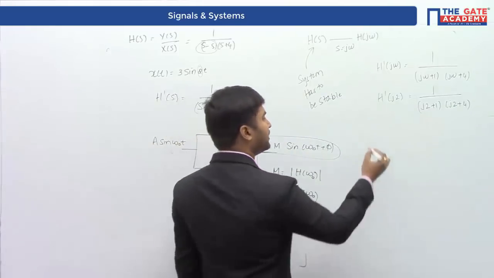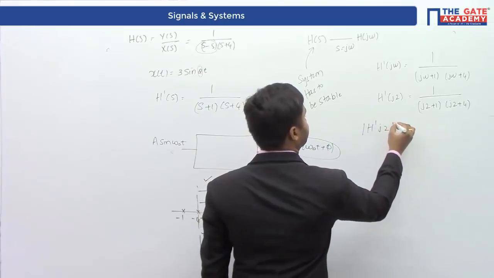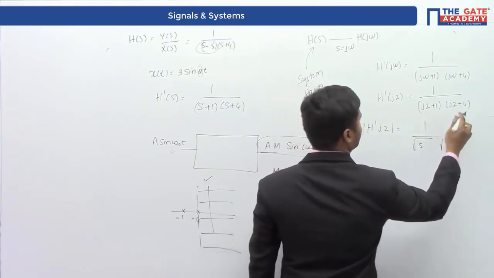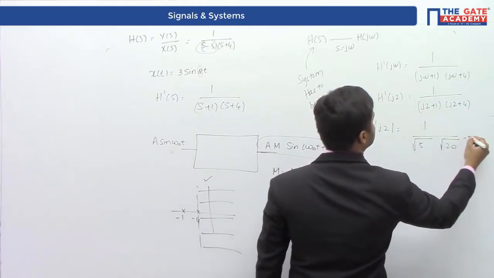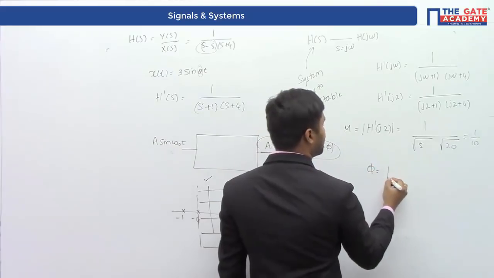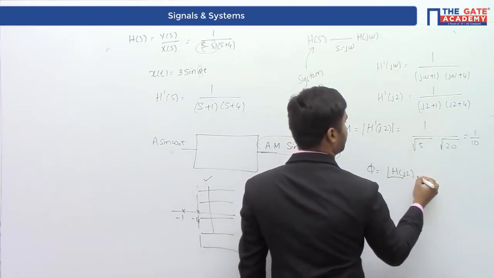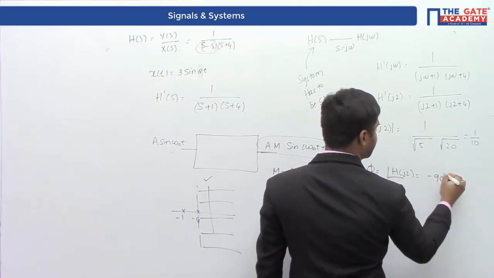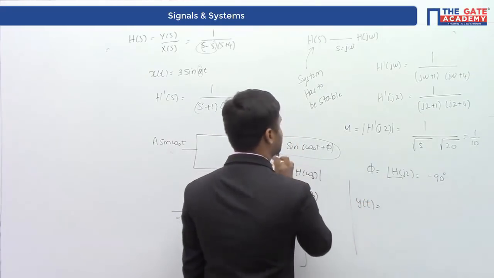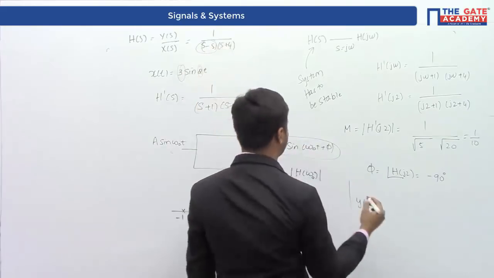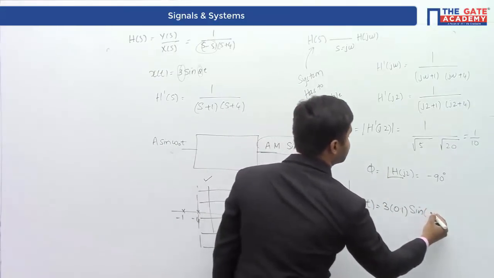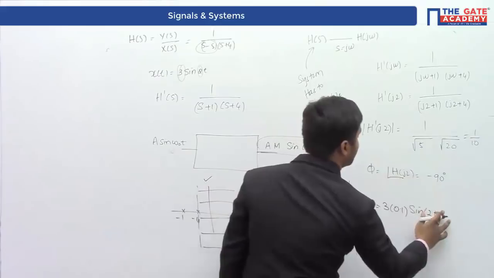What is the magnitude of it? The magnitude is going to be 1 by root of 5 times root of 20, which is 1 by 10. This is nothing but M. Phi is going to be the angle of it, which if we calculate, will be equal to minus 90 degrees. So if we substitute here, you will get the output y of t equal to A times M times sine. What is the input amplitude A? It is 3. So y of t is 3 multiplied by 0.1 sine of 2t, with the angle being minus 90 degrees.